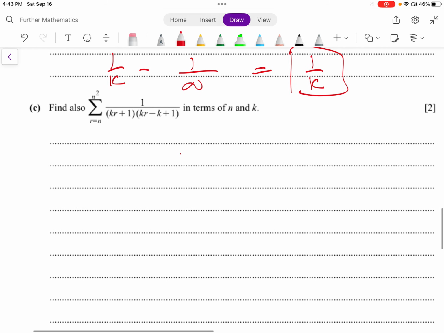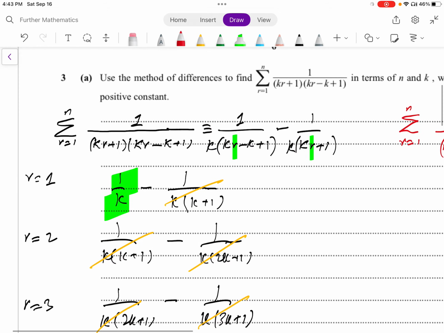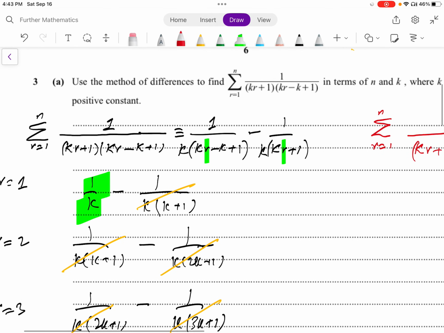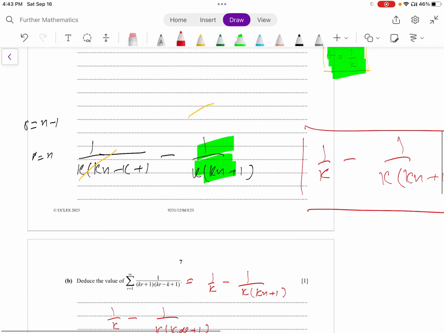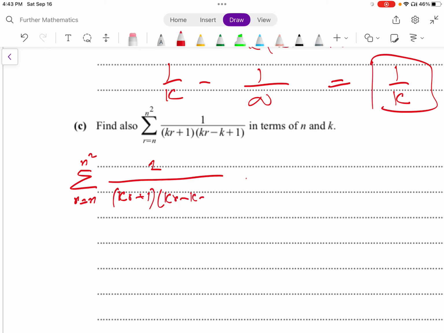Now this is a repeated question generally in further math, where they change the r value. This is the same sum, but it was from r equals 1 to n. Now they are asking you to find the sum from r equals n to n squared. So when this sum is required from n to n squared, let me write this first: 1 over (kr plus 1) times (kr minus k plus 1).